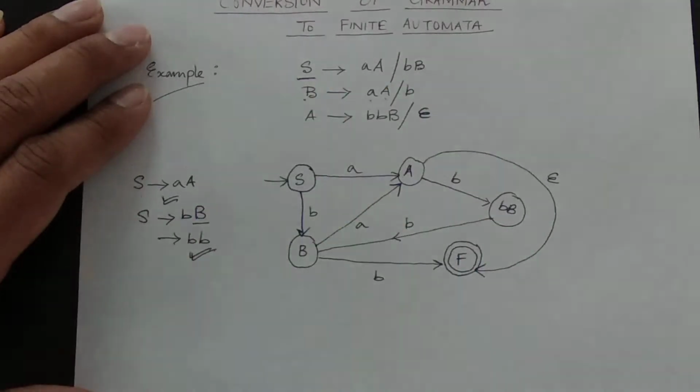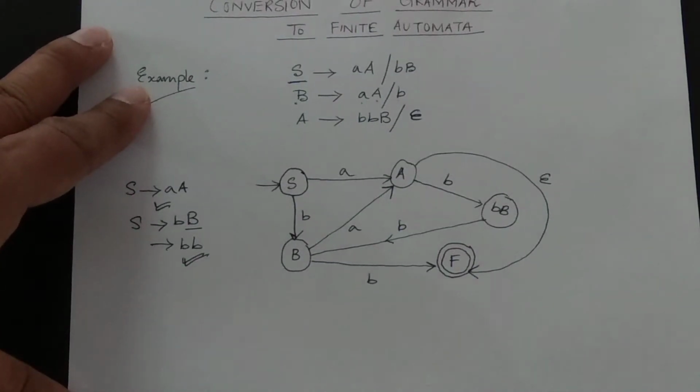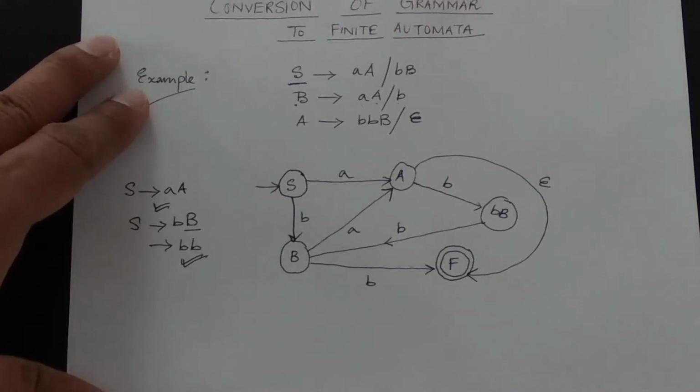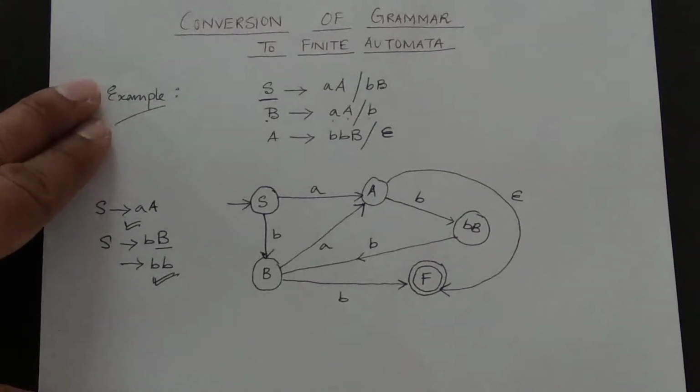So in this way you can also check whether these particular productions are being accepted or not. Okay, so this is your first example. You can again pause the video, or you can rewind the video, and you can check the steps one after another. Okay, let me move to another example. We'll be doing 3 examples.